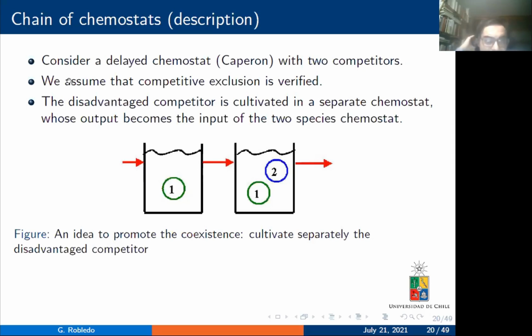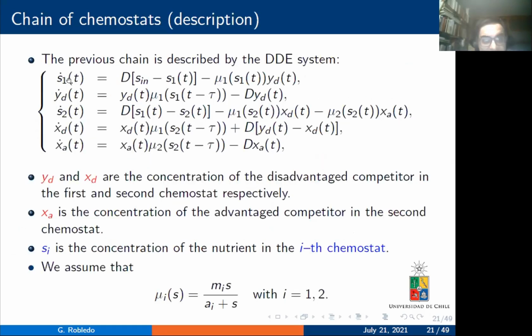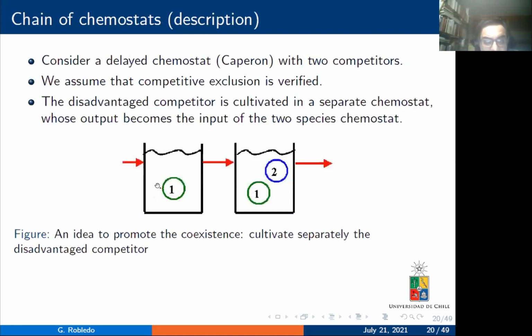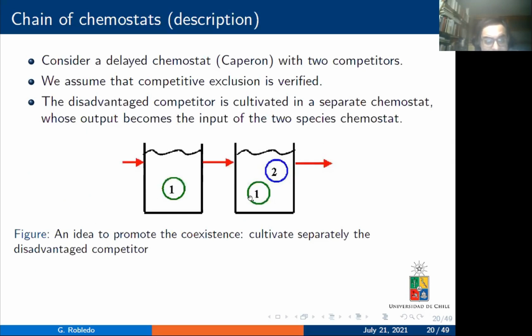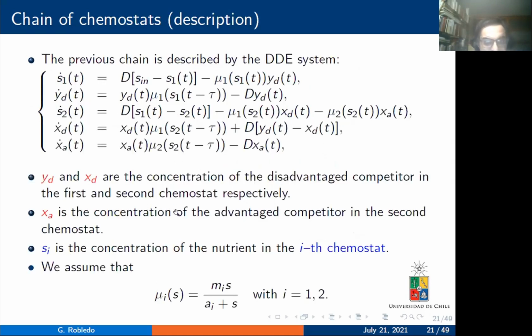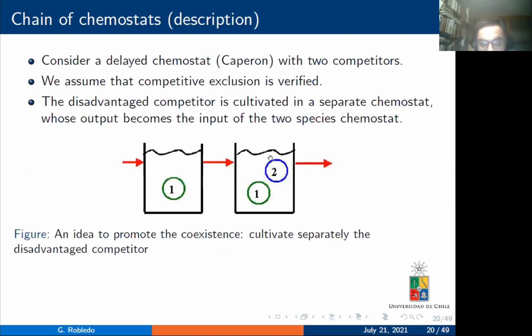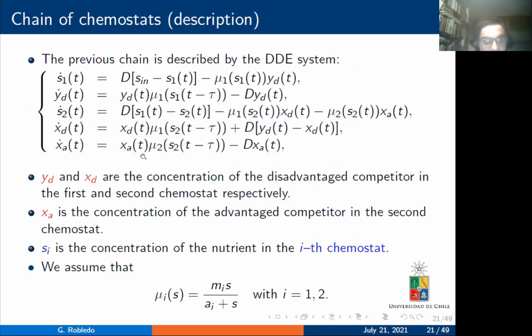The first two equations describe the concentration of the disadvantaged competitor in the first chemostat, and of the disadvantaged competitor in the second chemostat. The variable XA is the concentration of the advantaged competitor in the second chemostat, and S1 and S2 will be the concentration of nutrient in the first and in the second chemostat, respectively.